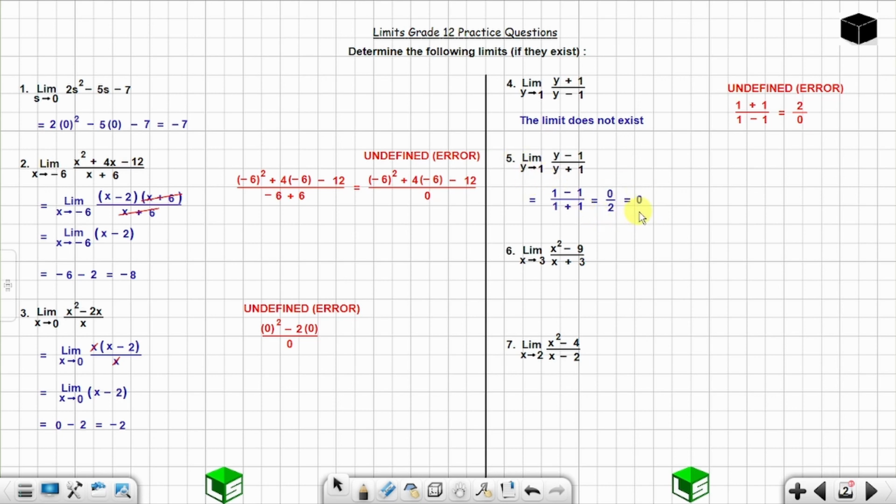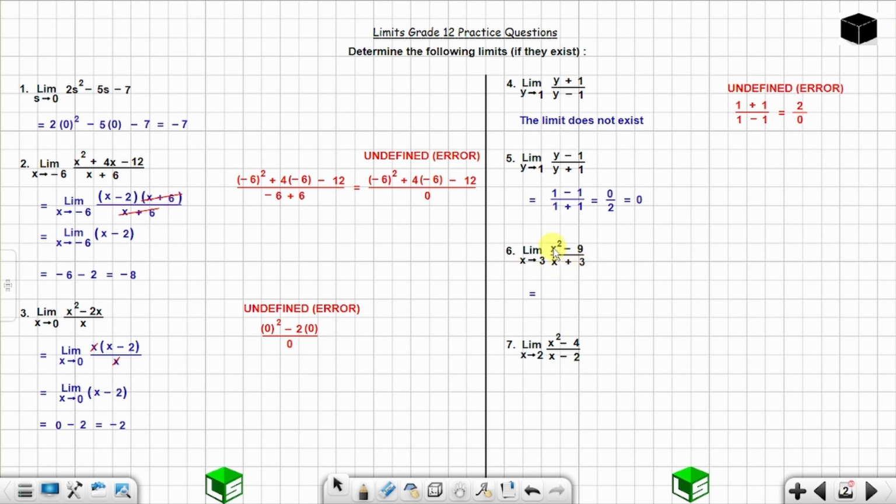Okay, let's move on to question 6. Determine the following limits if they exist. Okay, if they exist. You can see in question 4, the limit does not exist. Now question 6, the limit as x approaches 3 of this. Okay, try to plug 3 wherever you have x, right? X approaches 3. Okay, this is equal to, you can see you are going to have 3 plus 3, which is 6. Okay, at the bottom, not 0.